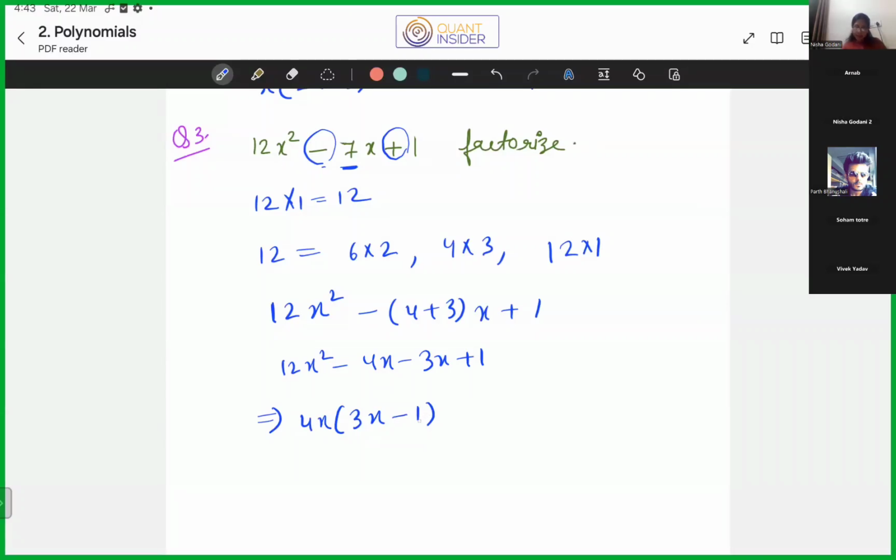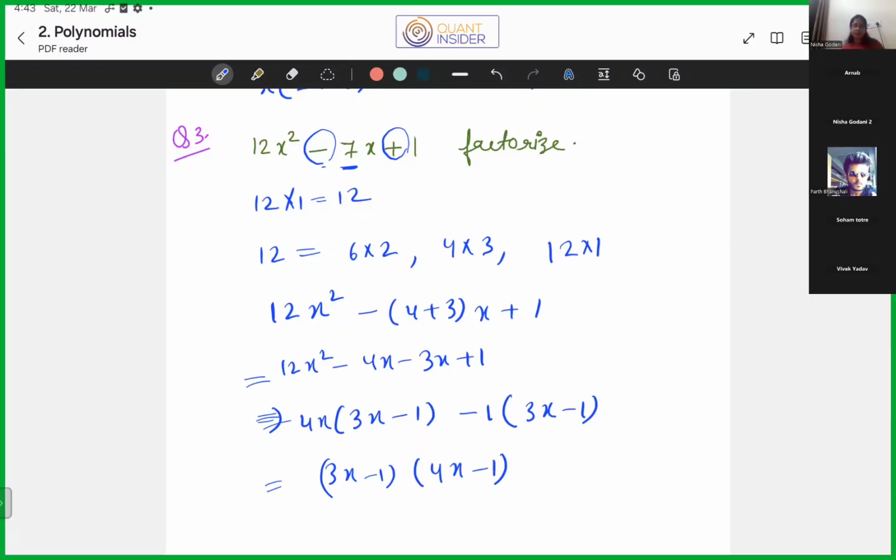Am I correct? Just a minute, I am checking. And we take minus 1 common. So you have 3x minus 1 in the other bracket. So now 3x minus 1 is taken as common. So you have 4x minus 1 left in the next bracket. So you are right, Mohit. Absolutely right. Is it okay, everyone? So these are the factors.